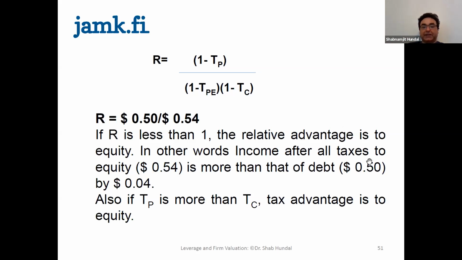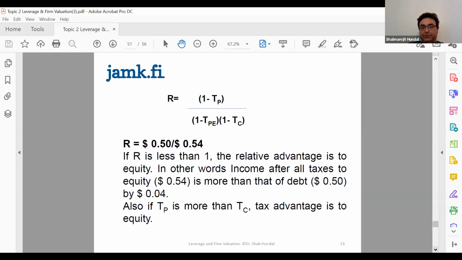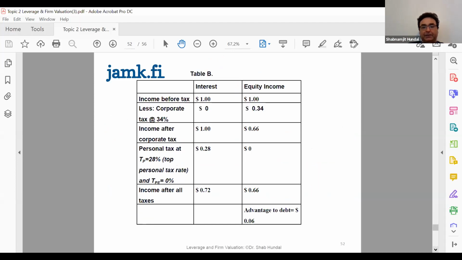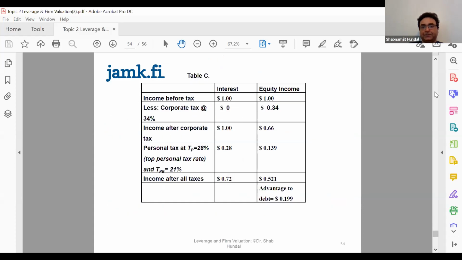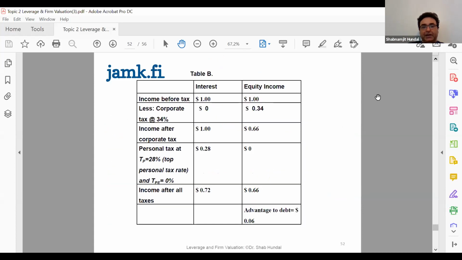So that's my idea. You can take more examples, and you can see that depending upon the tax rates, it could be possible that one form of financing could be more attractive than the other form. So I just played with the numbers. And in this example, I did some more calculation. Once again, the interest income and equity income starting point is the same.